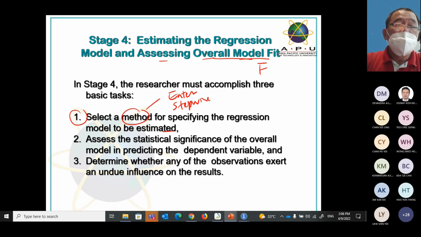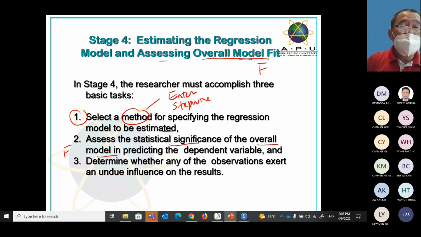You will see some methods, such as enter. Once enter is done, you are going to see stepwise. It should be today, in this section. We assess the statistical significance, which means we see the p-value to see whether the result is significant or not significant. The overall model refers to the F test. You can test whether the overall model is good or not good, and whether it can be used to predict or explain the dependent variable.